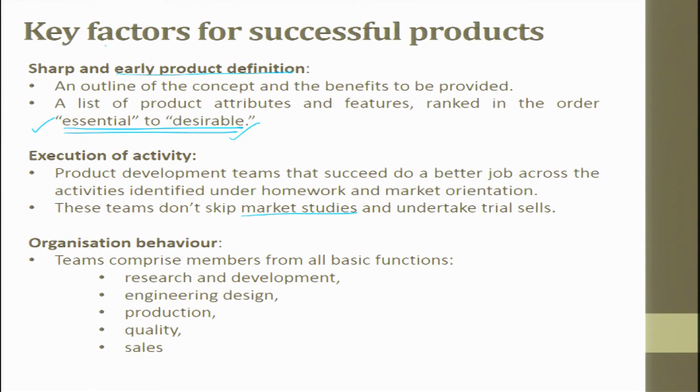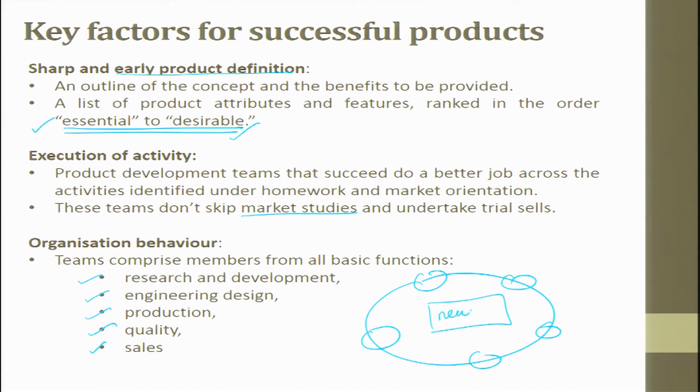Organizational behavior. This is one of the key factors for a successful product. The team comprises members of all basic functions: research and development, engineering design, production, quality and sales. So, all of them sit together and try to contribute to product development. This is what is called concurrent engineering. All of them sit together and develop a new product. So, everybody tries to give their essential and desirable qualities at the beginning itself, such that the product right from the beginning evolves in a fashion that can lead to success.